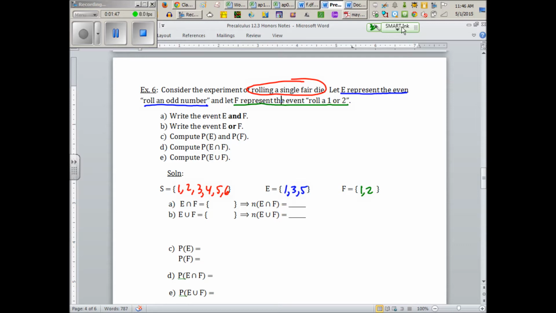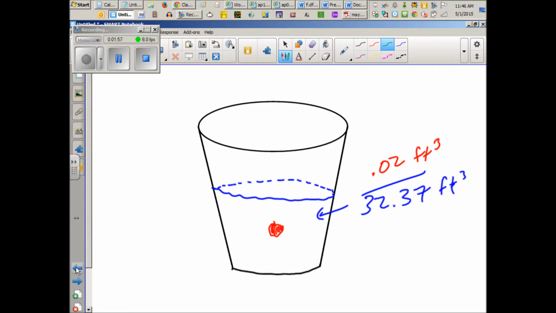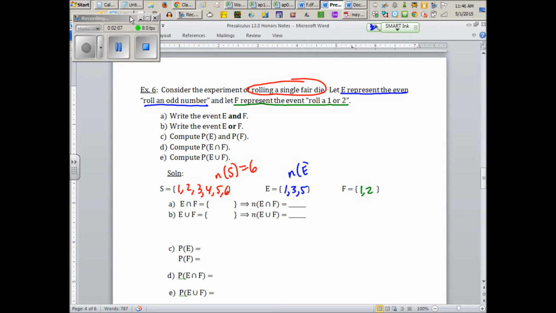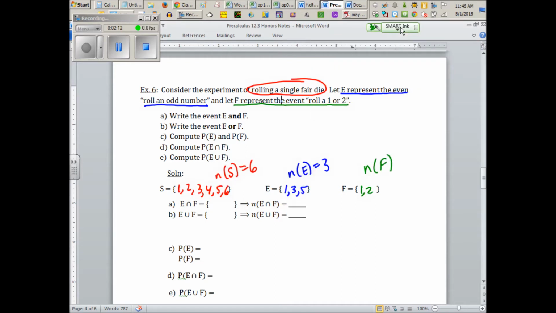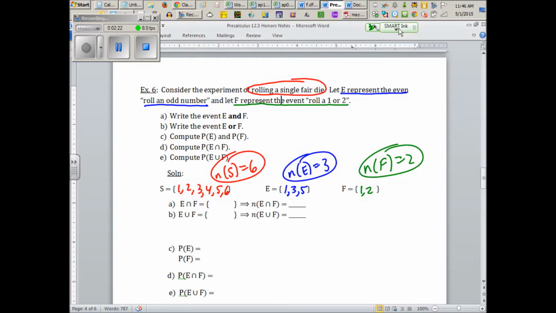More important than writing out the sample space and the two event spaces is to measure them. What good does it do for us to draw a picture like this if we don't measure anything? So we need to measure these spaces. The measure of this sample space is clearly 6. The measure of this event space, E, is clearly 3. And the measure of this last space, F, is clearly 2, you see. I'm counting how many things I see in each set. So you're going to be using these for your numerators and denominators.